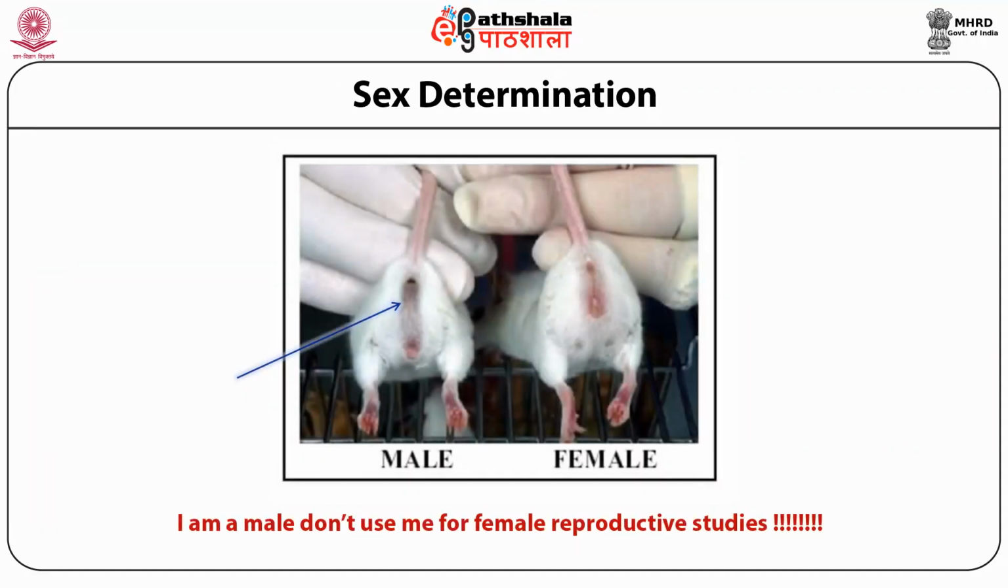This is one of the main criteria to differentiate male and female in a mouse. In the case of male, if you look at the distance between the anus and genitals, it is larger, but in the case of female it is much shorter. This is a more important criterion when doing animal research. Sexing of the animal is important, because you can't do any male reproductive studies in females if you don't identify the sex properly.